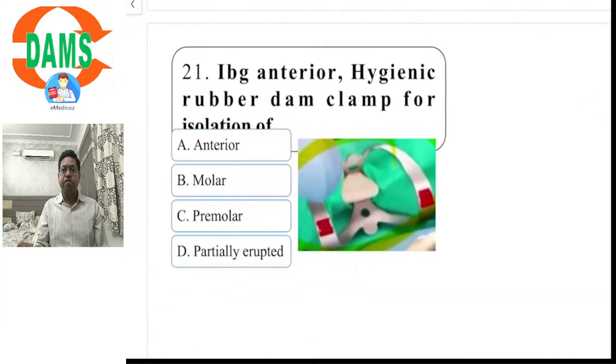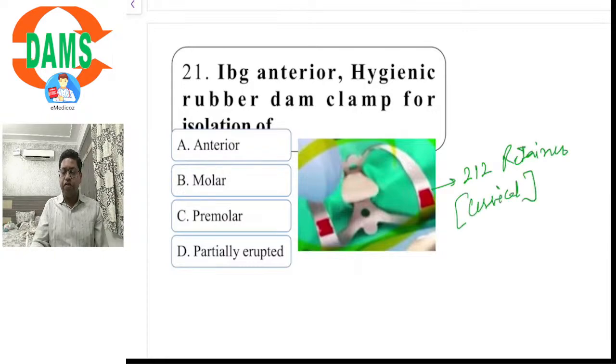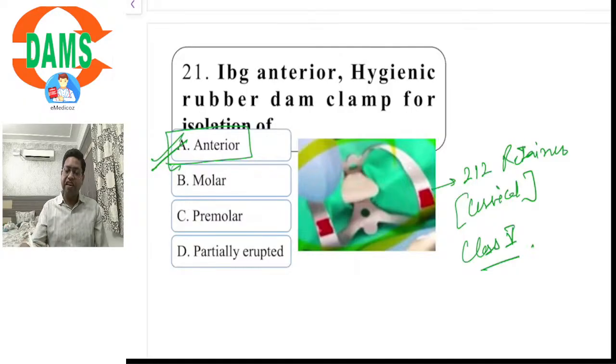It is a picture based question. Which tooth is isolated by this rubber dam clamp? Now this is a number 212 retainer. That is a cervical retainer used for class 5 tooth preparations. So anterior, molar, premolar, partially erupted, it is used for anterior teeth mostly. You can easily identify this rubber dam retainer in that it has got two bows. It is used for class 5 restorations mostly on anterior teeth.